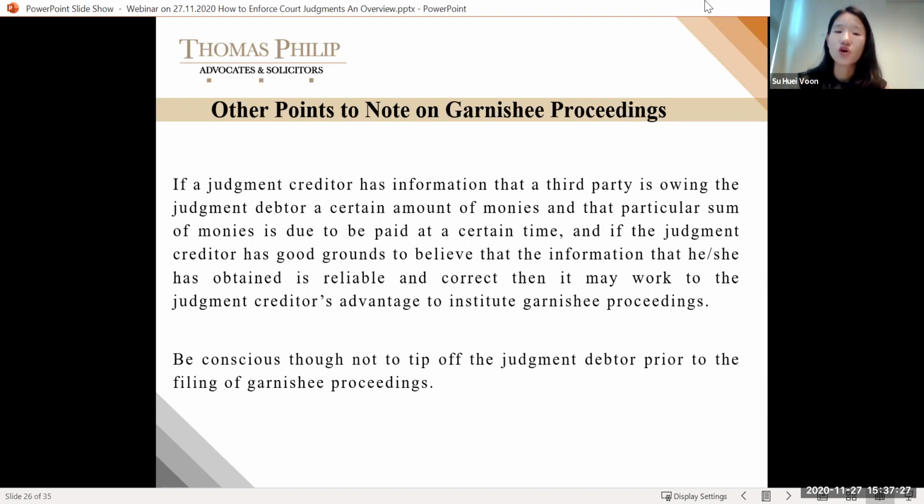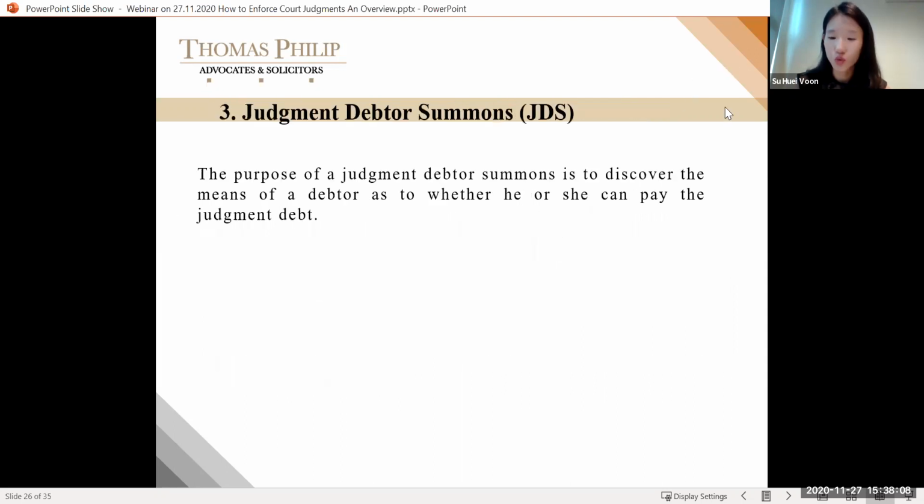But just a word of caution: be careful not to tip off the judgment debtor prior to the filing of Garnishee proceedings, because what will naturally happen is the judgment debtor catches wind of it. Any amount of money that is left in the bank account, he will of course withdraw it, so that there is no attachable debt. So there is essentially nothing to freeze. So for Garnishee proceedings, it's perhaps best done when you have the information, you move fast, and you also move in a stealthy manner. So that's the overview of how Garnishee proceedings would work.